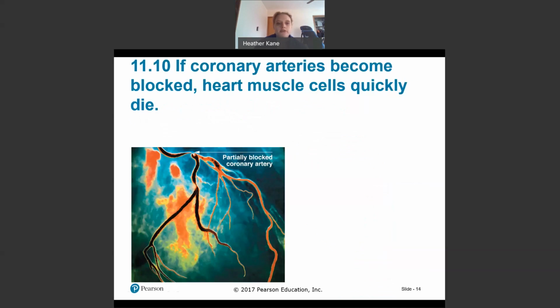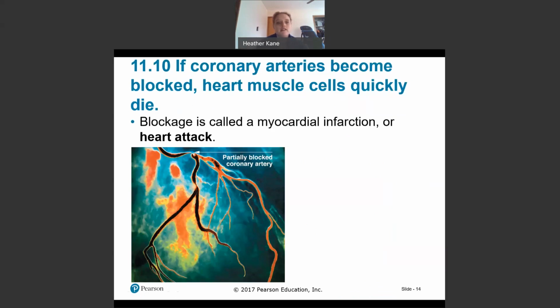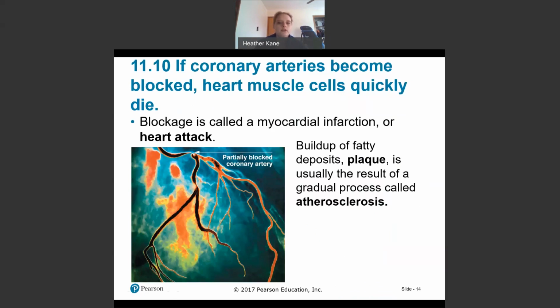If your coronary arteries become blocked, those heart muscles can really quickly die. The blockage of these coronary arteries is called a myocardial infarction. That's an MI, or it's also called a heart attack. This is often the result of a buildup of fatty deposits called plaque. This plaque can be caused by diet, by lack of exercise, or it can also just be caused by genetics. Genetics plays a huge factor in the possibility of having a myocardial infarction.